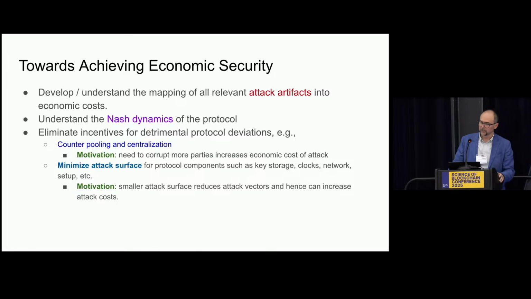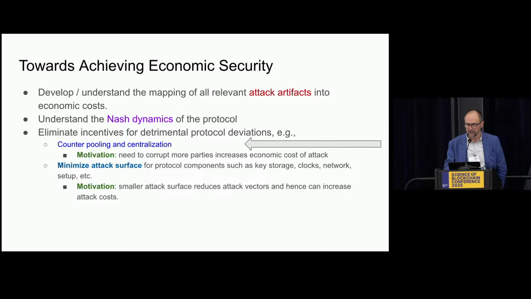So in order to achieve economic security, just to summarize, we need to develop and understand the mapping of those relevant attack artifacts into economic costs, and also understand the Nash dynamics of the protocol. At the same time, as much as possible, we should eliminate incentives for detrimental protocol deviations, such as pooling and centralization, and we should minimize the attack surface of the protocol that is presented by invocation of subcomponents that may be attacked individually. Such components can be the network, the key storage, the clocks, the setup of the protocol, and so on.